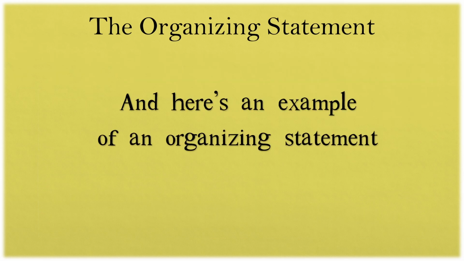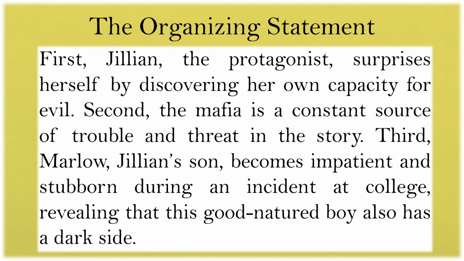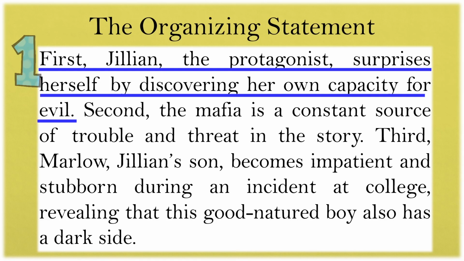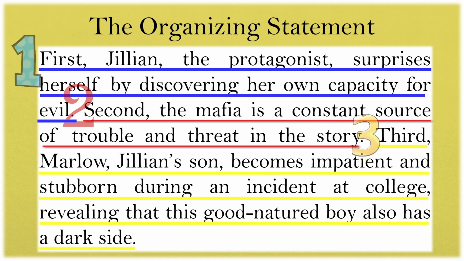And here's an example of an organizing statement in 3 sentences. First, Jillian, the protagonist, surprises herself by discovering her own capacity for evil. Second, the mafia is a constant source of trouble and threat in the story. Third, Marlowe, Jillian's son, becomes impatient and stubborn during an incident at college, revealing that this good-natured boy also has a dark side.